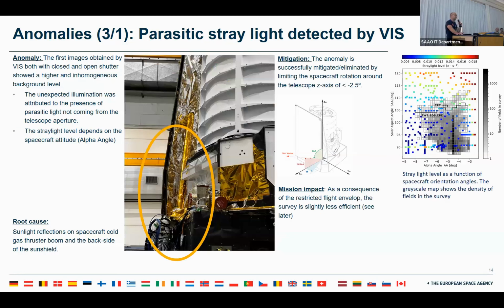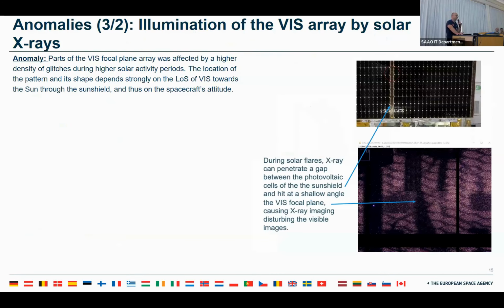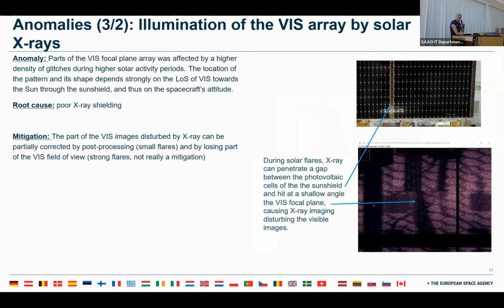The mitigation is actually that we have to rotate the spacecraft a little bit more than it was originally intended, but we are still within the nominal angles. The other is that there is basically an X-ray of the spacecraft structure itself on the VIS detector. It's like a chest X-ray, especially when the solar X-ray activity is higher. And this happens because there is some lack of protection against X-rays in between solar cells. So there is nothing we can really do about that.